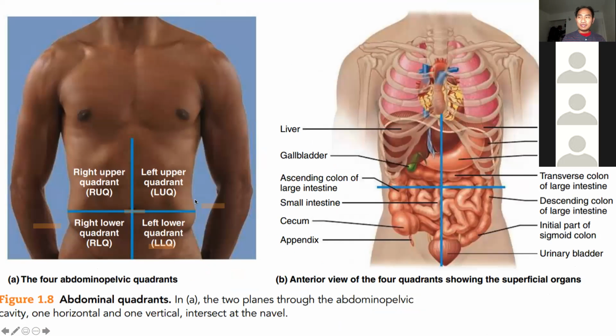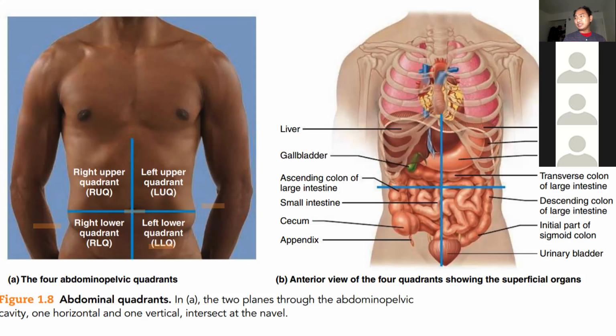Four quadrants of the abdomen, I believe you all get it: a midline through the umbilicus and a horizontal line through the umbilicus divide the abdomen into 4 quadrants. The importance is which organ is where. And if somebody says, I got pain, your question is, where is the pain?